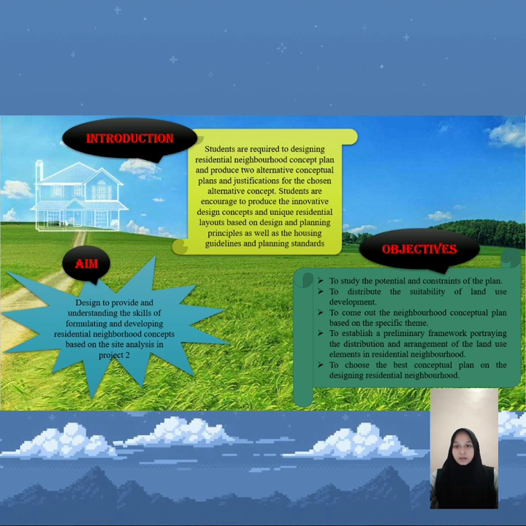The objectives are to study the potential and constraints of the plan, to distribute the suitability of land use development, to come out with the neighborhood conceptual plan based on the specific theme, to establish a preliminary framework portraying the distribution and arrangement of the land use elements in residential neighborhood, and to choose the best conceptual plan on the desired residential neighborhood.